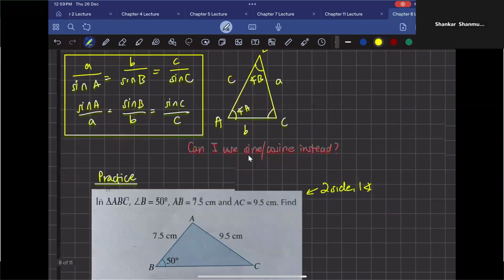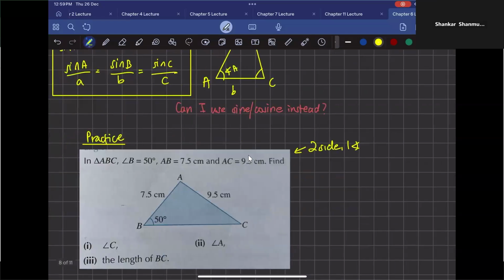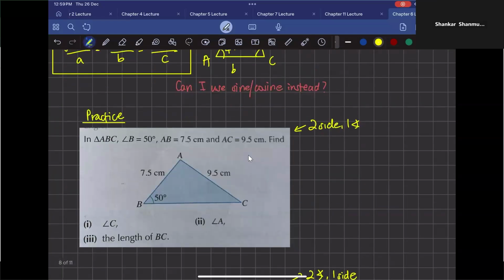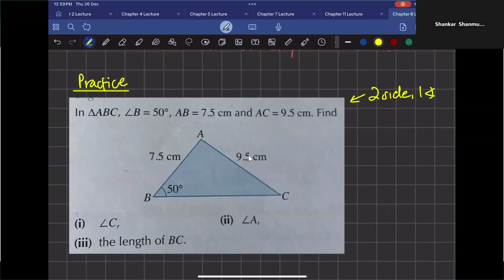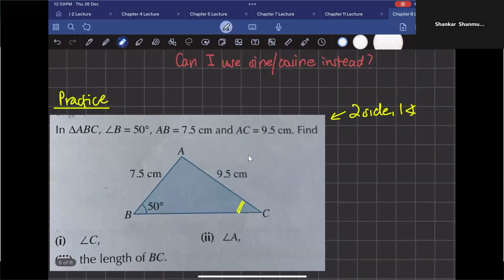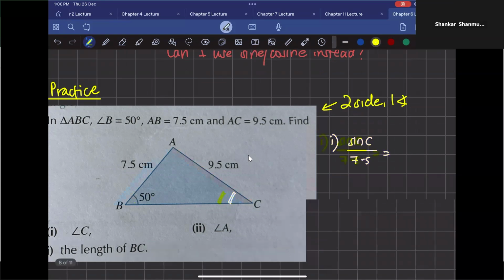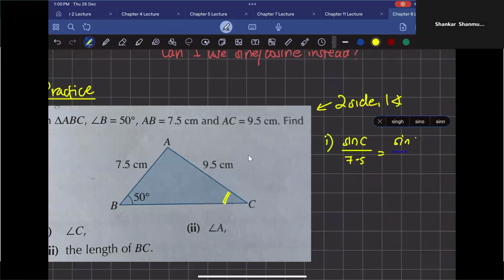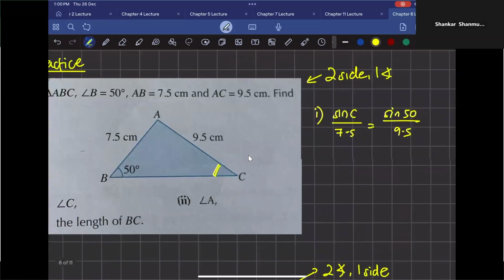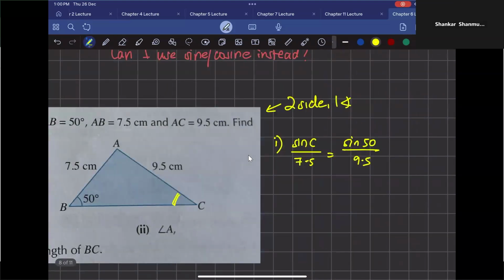Okay, so before we move on to the cosine rule, let's do some questions. So the first part is asking you to find this angle. So you're given two sides and one angle. So sine C over 7.5 is actually equals to, then you know your B and the opposite side. Sine 50 over 9.5. Okay? Okay, wait. Let me solve this first.